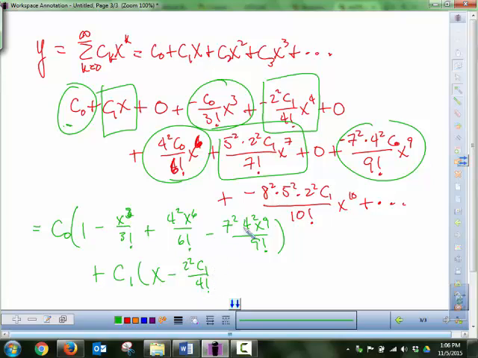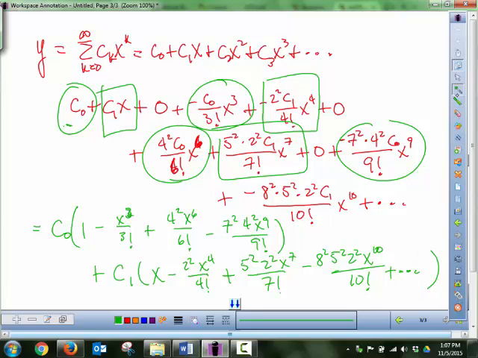Oops, I took out a c sub 1. So let's put the x to the 4th up here. Our next rectangle is 5 squared, 2 squared, x to the 7th. C sub 1 got taken out. And then we got 8 squared, 5 squared, 2 squared, no c sub 1, x to the 10th over 10 factorial. I guess this should also have a dot, dot, dot here.